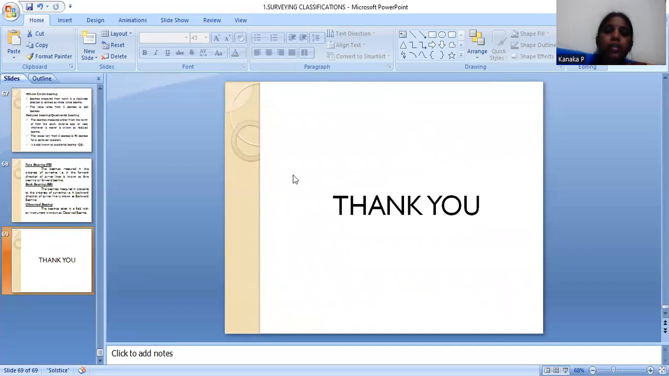So this is an overall of the surveying: classification of surveying, and then principle of surveying, ranging. So the main instruments used for the surveying. So all are covered in this topic of surveying.